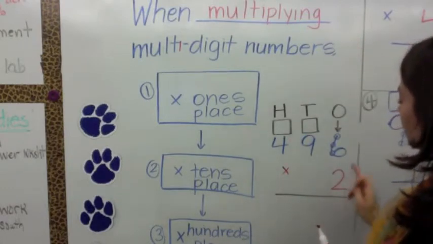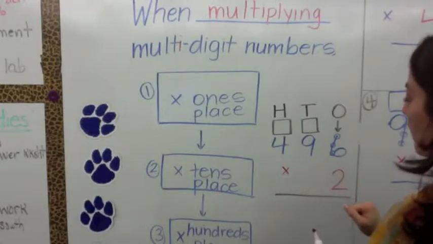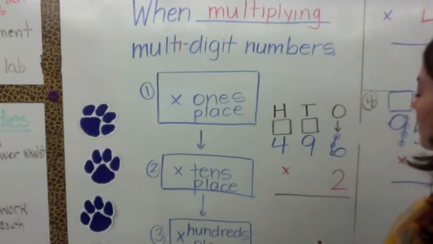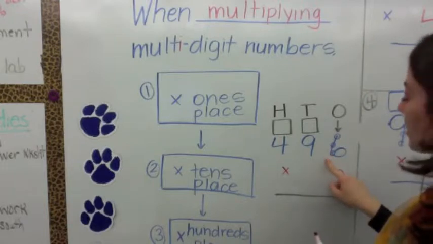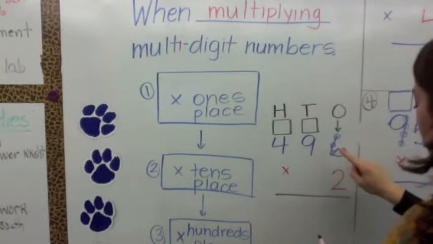So the ones place says 6 times 2. Well, the red number tells you what to skip count by, and the 6 tells you how many times. So we're going to skip count by 2. How many times? 6 times. We're going to say 2, 4, 6, 8, 10, 12.